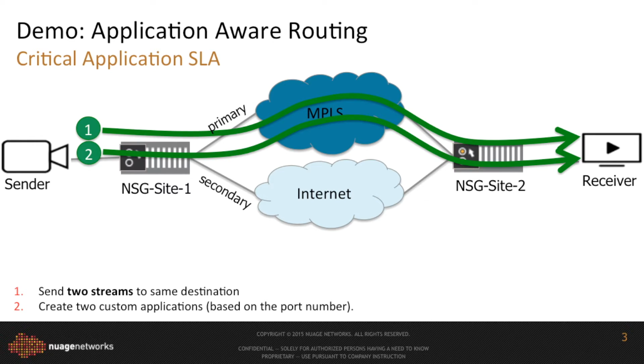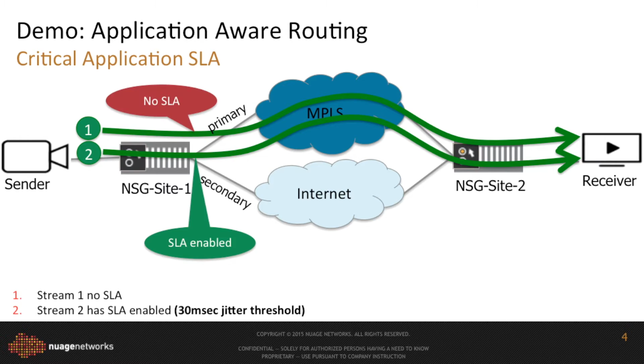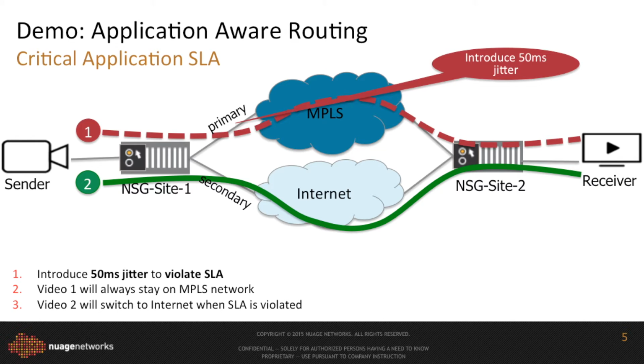Initially, these two video streams will take the same path. However, I will configure one of the videos to be routed based on the application SLA, and the other video stream will be routed based on the traditional routing methods, which is IP destination-based routing. Then I will introduce some network jitter to simulate a link brownout. This jitter will violate the SLA for the first video and will force video 1 to switch to the internet link, since it has better SLA metric. The second video though will stay on the MPLS link since it doesn't have any SLA associated with it.